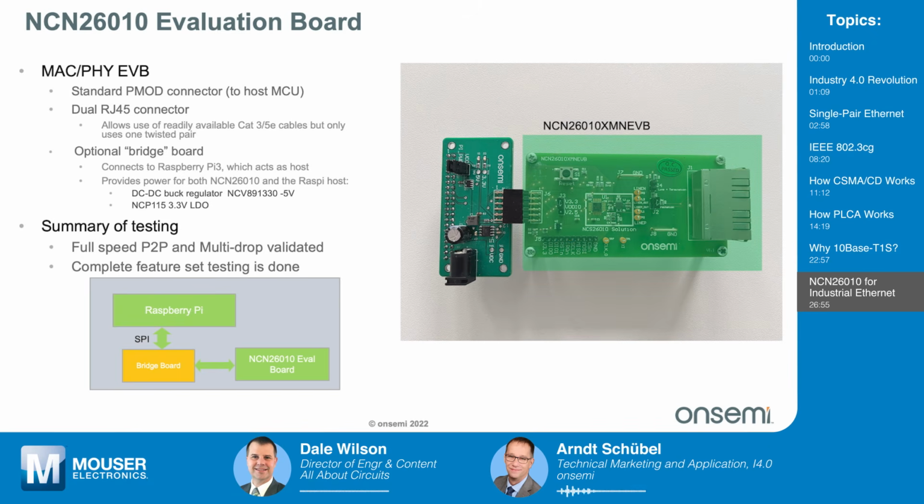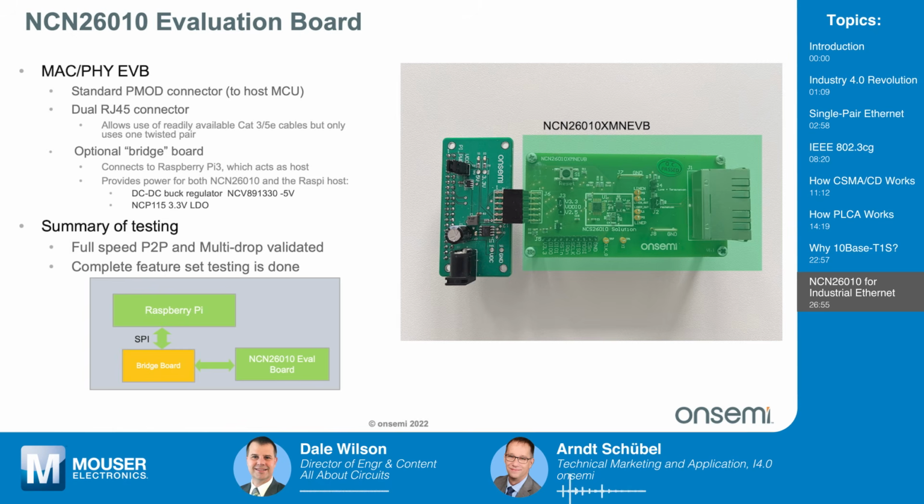The actual eval board is the NCN26010 XMN-EVB. You can order this standalone if you want to hook this to a normal microcontroller rather than a Raspberry Pi. That's all you need. It has these two RJ45 connectors. For an easy start, you can plug in any Ethernet cable you find as long as it's not crossed. But it's only using one pair inside that cable. So you can crimp your own cables or just use a normal Ethernet Cat5 or Cat5e cable to get started.